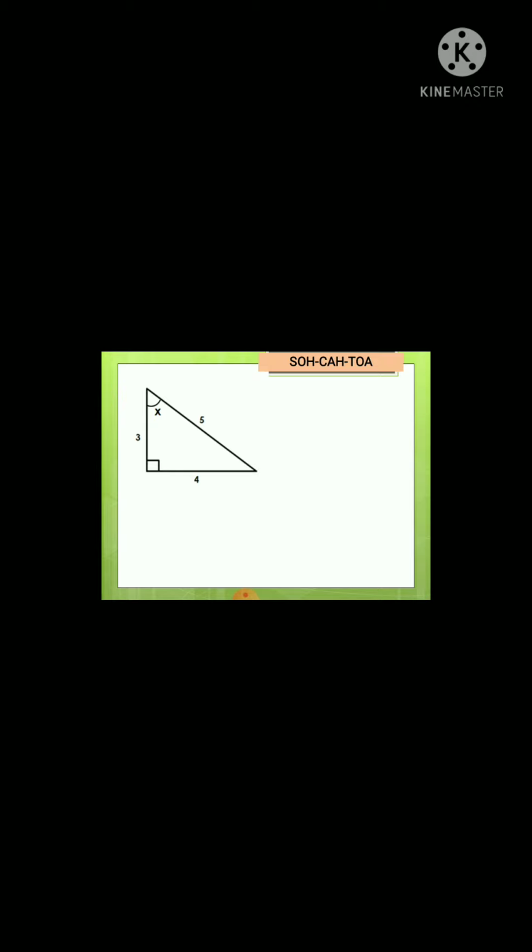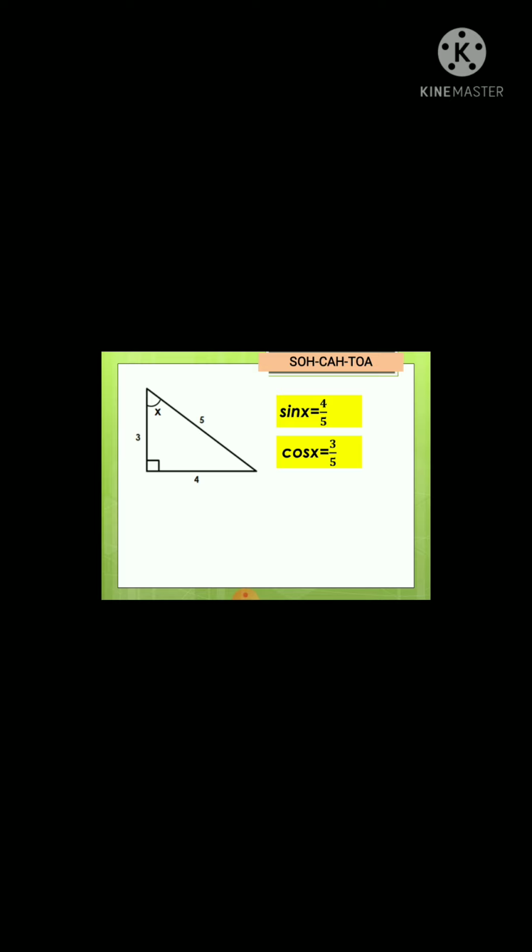So for example, we're gonna find sine. We're not gonna use theta anymore since we have a specific angle, so that's gonna be sine x equals opposite over hypotenuse. So the opposite of our angle is 4 over hypotenuse 5. Sine x equals 4/5.